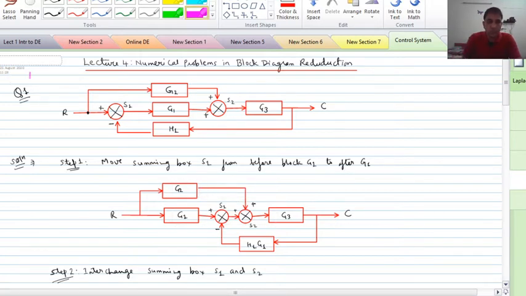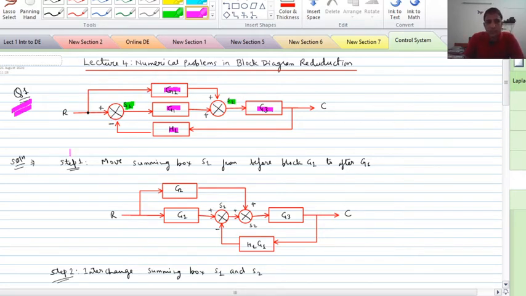Now, see question one here. In this case, two summing boxes are there, named as S1 and S2, and there are a total of four blocks, with transfer functions G2, G1, G3, and H1, and H1 is given as a negative feedback.